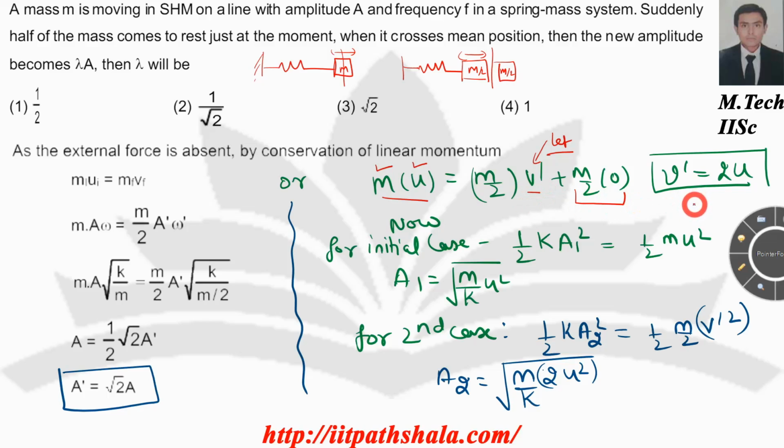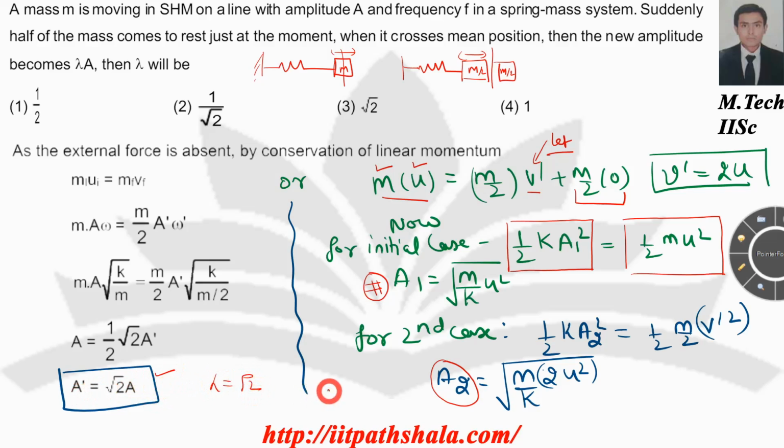Now using the energy method, in the initial case, the total potential energy stored by the spring, which is 1/2 K A square, will be equivalent to the maximum kinetic energy at the mean position itself. You can figure out the amplitude A1, and for the second case you can do the same thing, but here you have the energy contribution due to half the mass which is moving with a velocity v dash. So you can find the value of A2, find the ratio, and figure out the value of lambda from the ratio itself. So I have the following ratio and the value of lambda is equivalent to 1 by root 2.